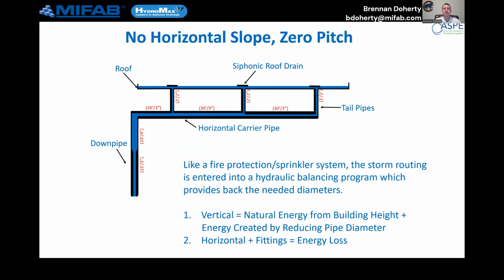The second major advantage with a siphonic system is the pipe runs dead level flat. There's no installed slope or pitch whatsoever. Similar to a fire protection system, the routing as well as the demand is thrown into a hydraulic balancing program that ultimately dictates what diameter that pipework needs to be. Fire protection is based off of positive pressure. Siphonic drainage is based off of negative pressure.